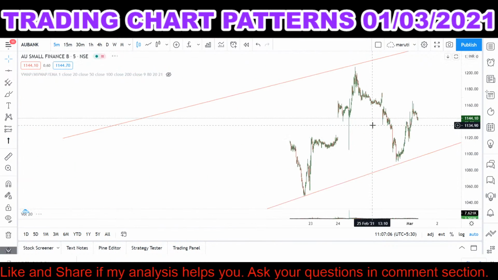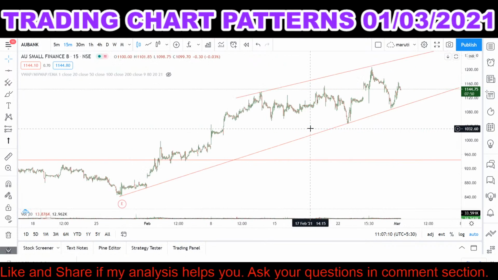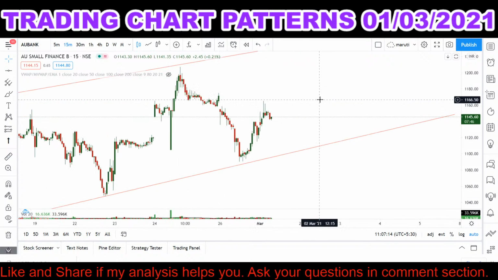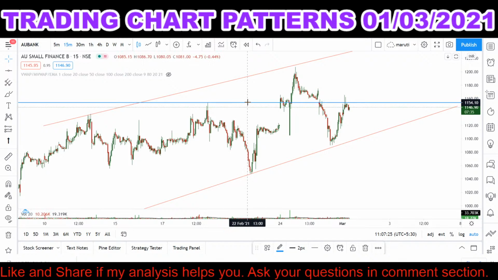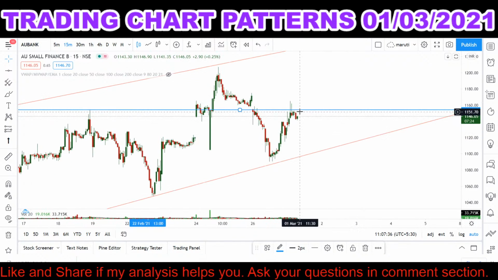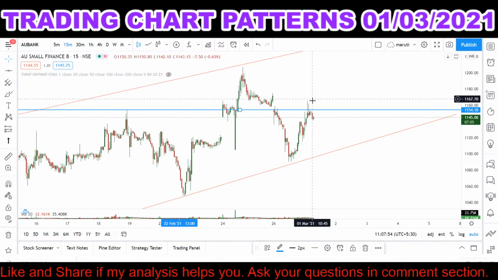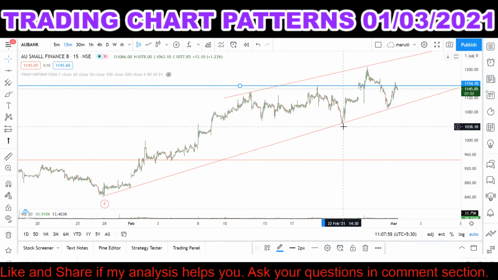Okay, AU Bank, this stock is also trading in some sort of a channel. So what's the support and resistance of this stock? See, this is a resistance zone for this stock, resistance zone 1154. It is taking resistance here only, and it is trying to go downside. If any candle of the 15-minute time frame breaks this resistance line and closes above it, then only this stock will become bullish and go for another long run. Until then this stock is bearish, so there is no trading in this stock.